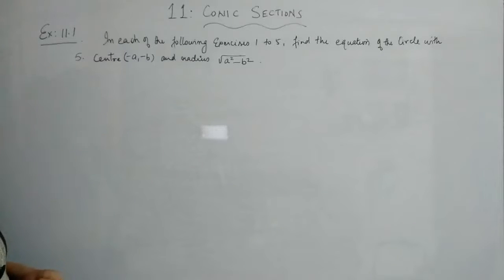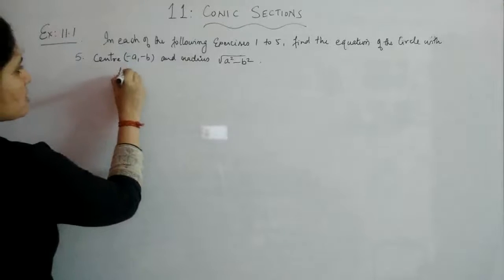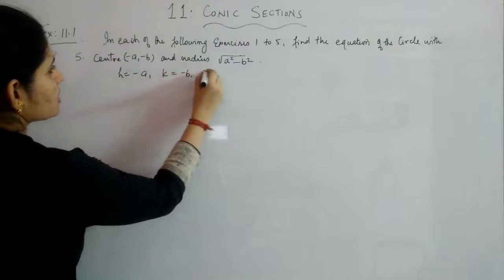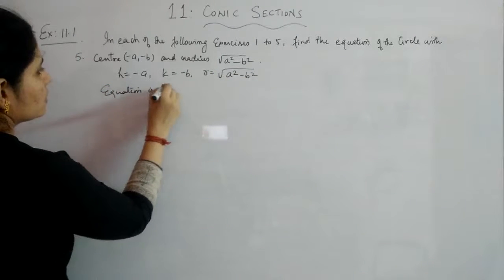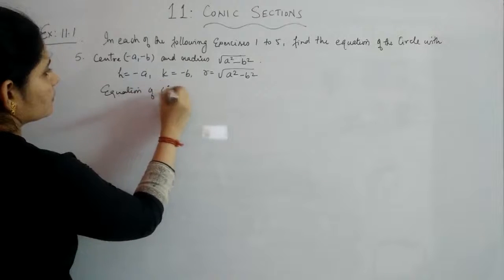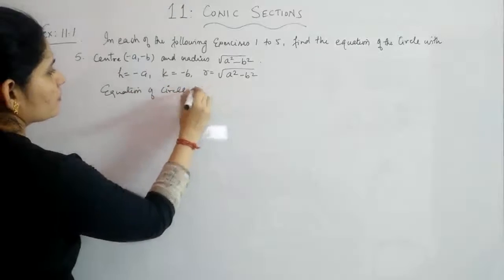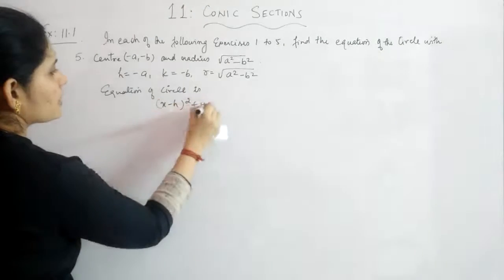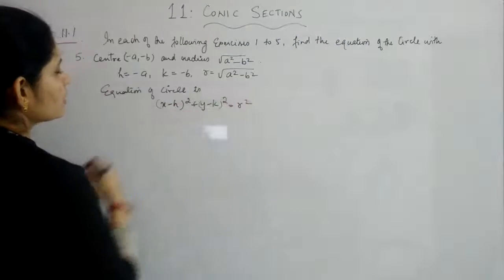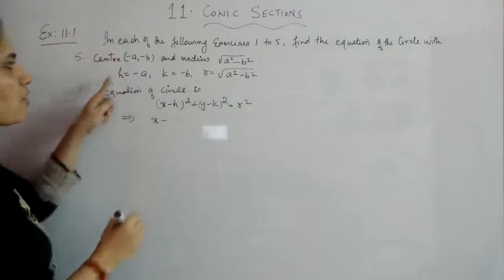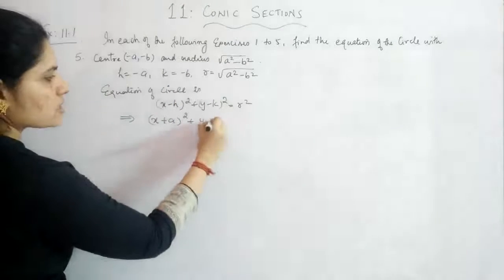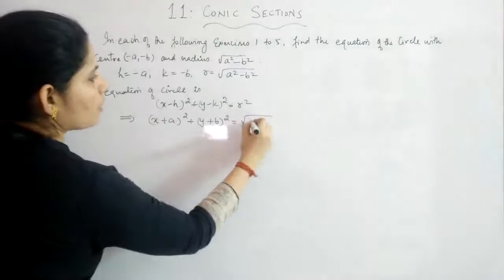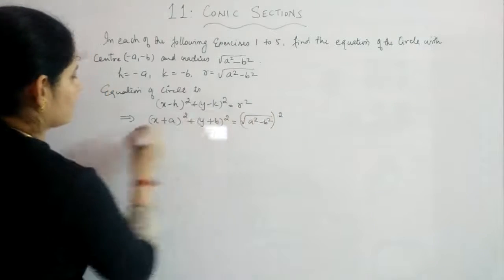Question number 5 is center is given to be minus a, minus b and radius is root of a square minus b square. So h is minus a, k is minus b and r is root of a square minus b square. Equation of the circle is x minus h the whole square plus y minus k the whole square is equal to r square. Replacing the values, you will get x minus of minus a, so it will become x plus a the whole square plus y minus of minus b, which is y plus b the whole square equal to root of a square minus b square the whole square.